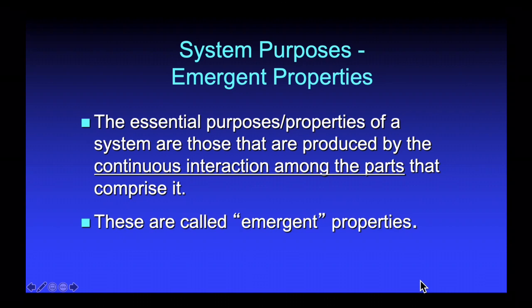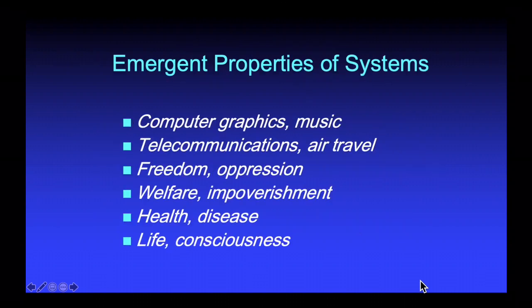And I cannot understand the system by taking the parts apart. If you ask me, where did this image come from? I can take the computer apart and I cannot find the image. I can examine the software and I cannot find the image. The image comes through the interaction of the parts, and that's the purpose of the system, for the parts to interact, and the property is called an emergent property, a new term.